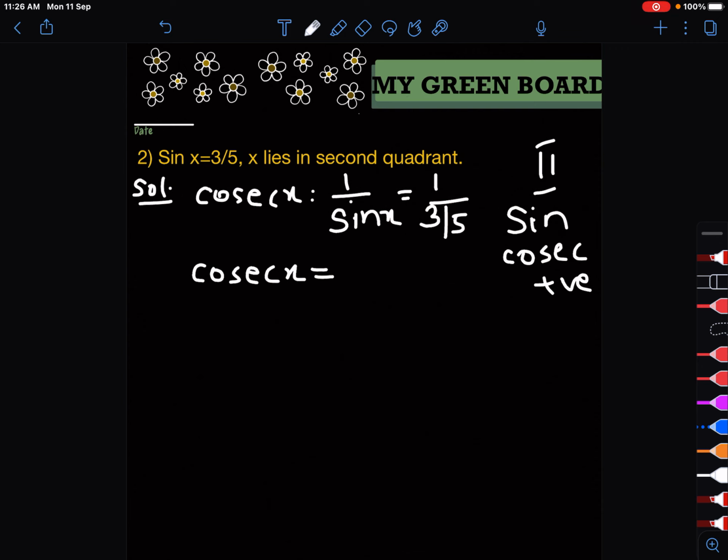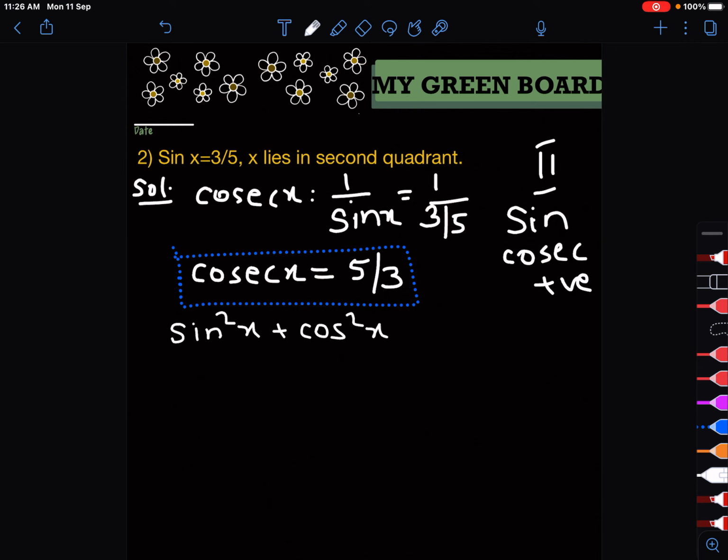We'll be getting it as 5 by 3. This value we have got. Okay. Now again let's concentrate on the same formula, sin square x plus cos square x equal to 1. This is an identity. So cos square x we will find as 1 minus sin square x. So we'll be getting 1 minus 3 by 5 the whole square.